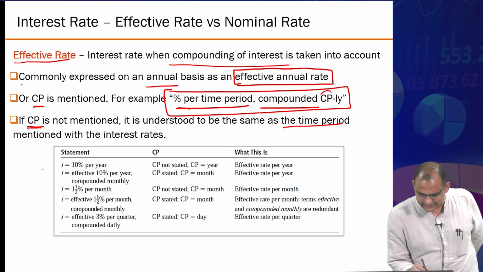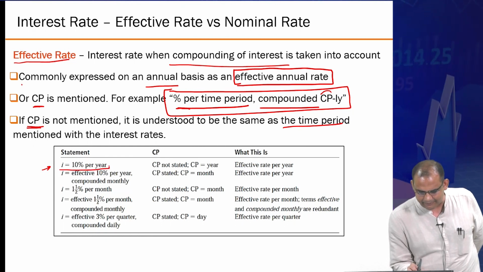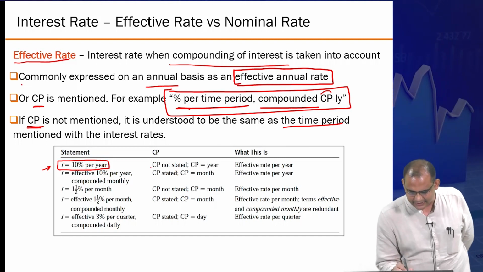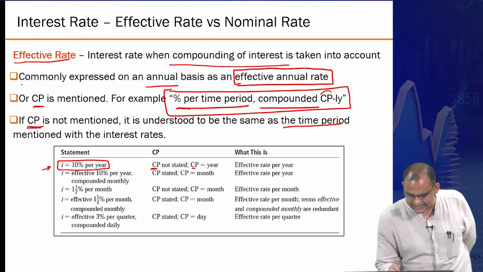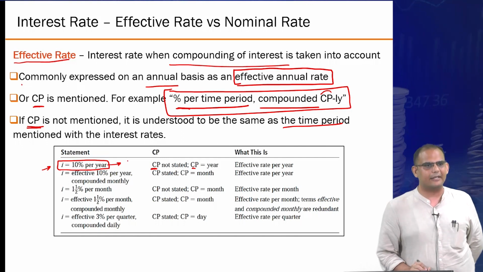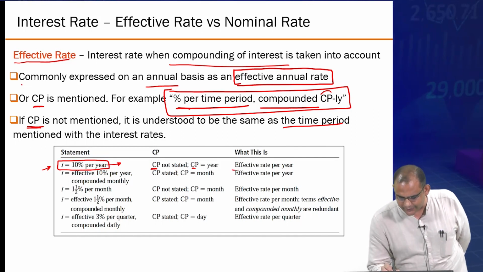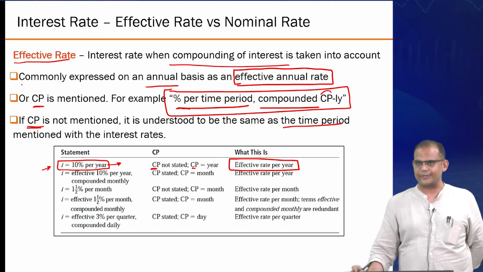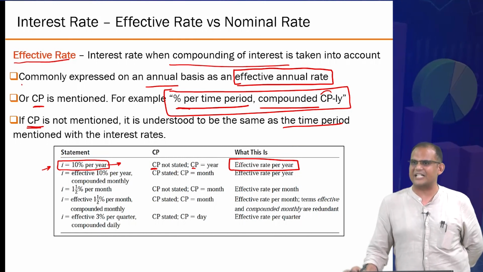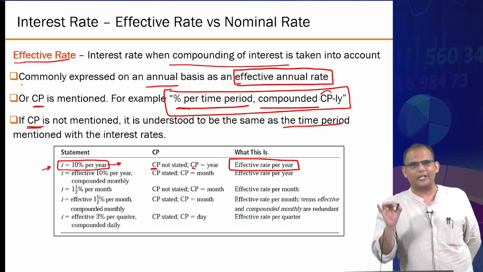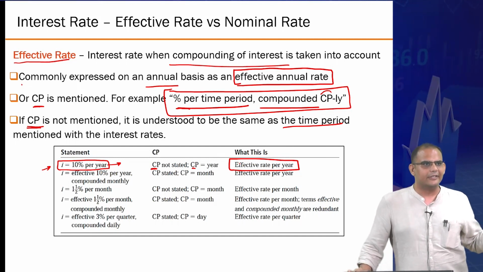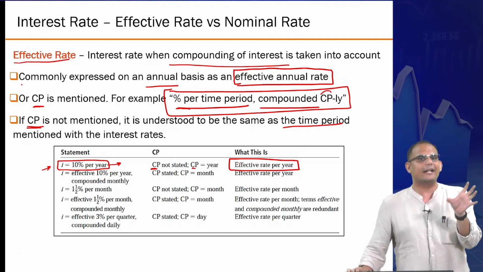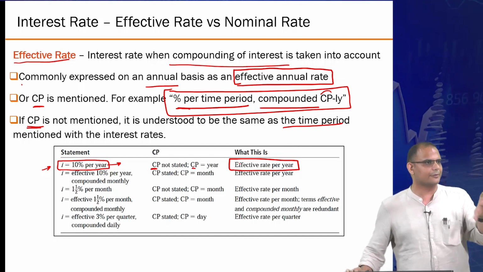So I'll give you some examples. When I make a simple statement, 10% per year, and I'm not giving you any other information, it means CP is not stated. It means CP becomes equal to the time period that I'm giving you. So this is an effective rate that you are going to use for all yearly cash flows. That's the default in this course. So don't come to me saying, sir, you didn't say nominal or effective. You will see these terms only when I actually want you to do that kind of transformation, or I am trying to mislead you.